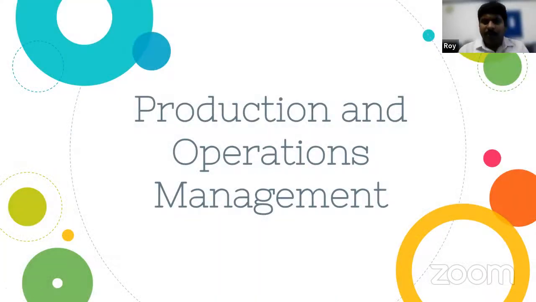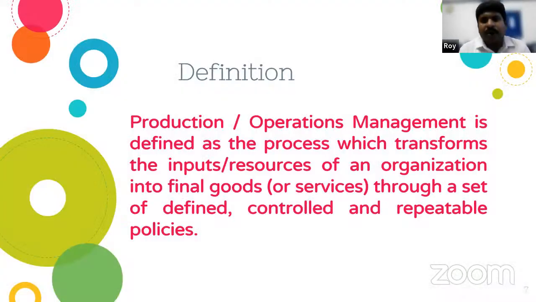Now we are coming to the POM part, production and operations management. As I told you, OM or POM, they use it simultaneously or in different ways. Let's see what OM or POM is. It is defined as the process which transforms the inputs or resources of an organization into final goods or services. That's what I mentioned in the beginning, whether it is a good, in other words a product, or a service, through a set of defined, controlled, and repeated policies that we need to understand here.